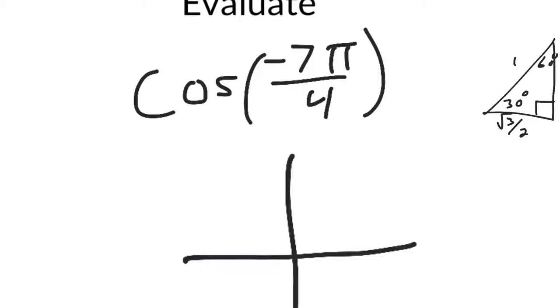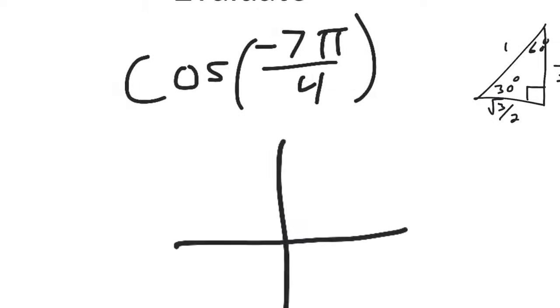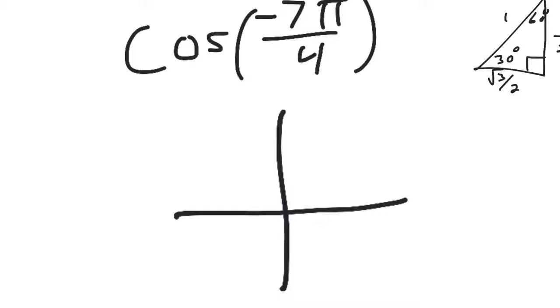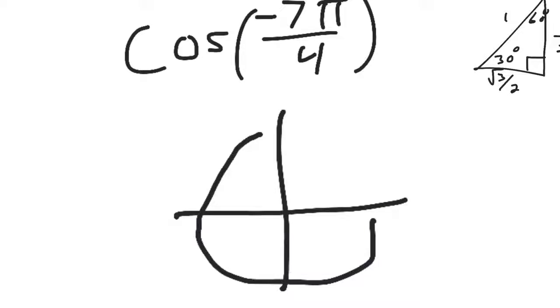Take the angle, negative 7 pi over 4, and draw where that lands in the unit circle. So we're going negative, which means going the opposite direction that we usually go. So here's negative pi over 2. Here's negative pi. Here's negative 3 pi over 2, which is still not quite there because that's negative 6 pi over 4. Here's negative 7 pi over 4, somewhere in this quadrant.